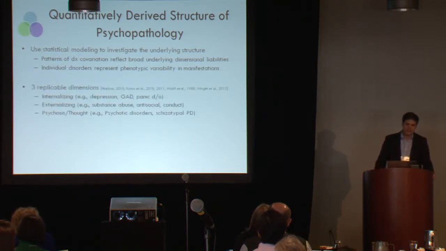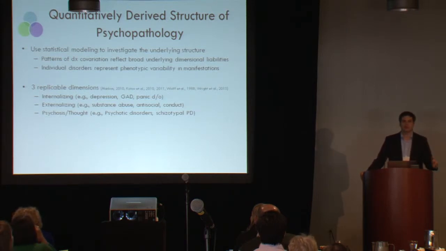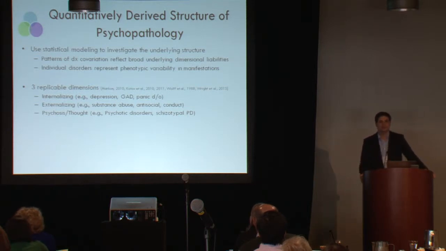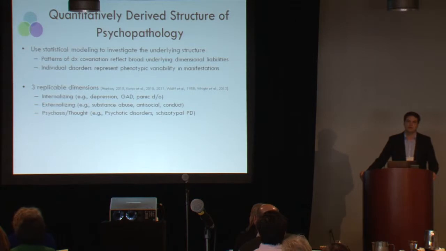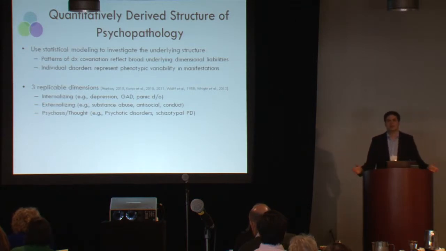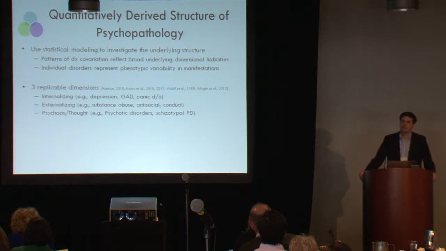And across studies, there's a lot that have looked at this now. There are 3 replicable dimensions that emerge if you analyze the patterns of covariation in psychiatric disorders. And these could include an internalizing domain or dimension that has to do with things like depression, GAD, panic disorder. These load on there. You have externalizing, which is substance abuse and antisocial and conduct disorder. And then you have psychosis or thought disorder that includes the psychotic disorders, but also things like schizotypal PD.